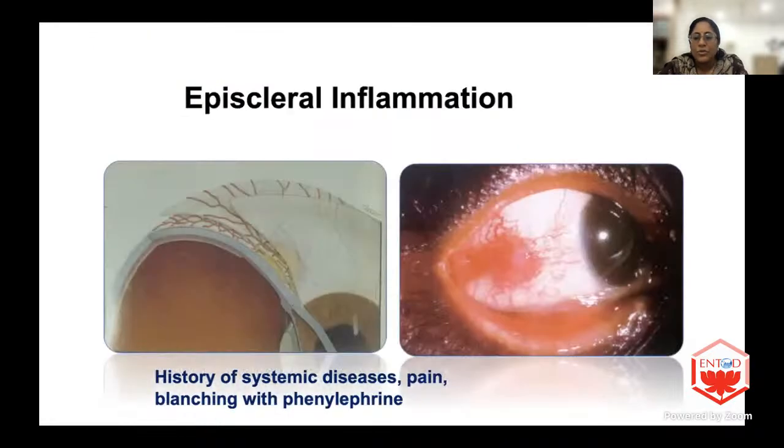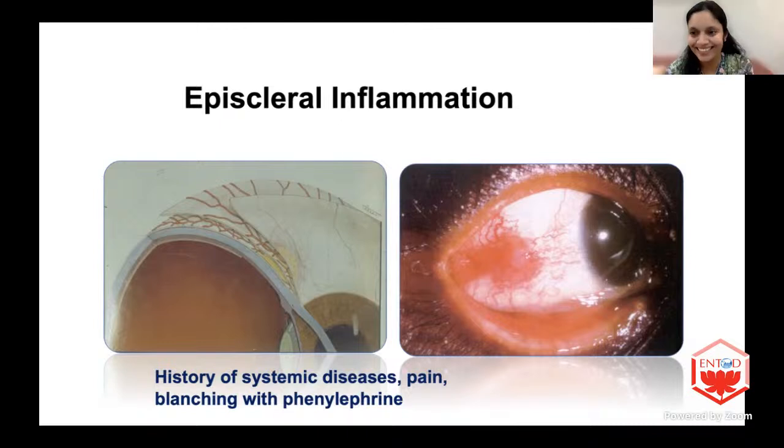So coming to the second part of my presentation, I said that... Yeah, ma'am, on behalf of residents, I want to ask one question. Ma'am, which surgeries can cause this surgically induced necrotizing scleritis? So the commonest surgeries that were earlier described were pterygium surgery and extracapsular cataract surgery.